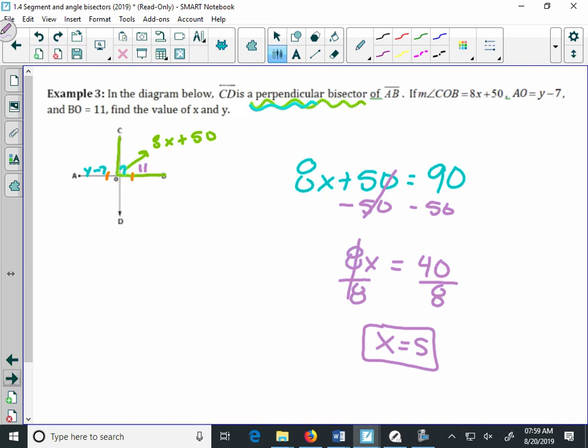12. If we take a look at y, we need to find y. So we took care of the perpendicular part. Now we're going to look at the bisector part. Knowing that it's the bisector, we said that these two segments are equal. If they are equal, Hannah, how can we set up our equation to solve for y?